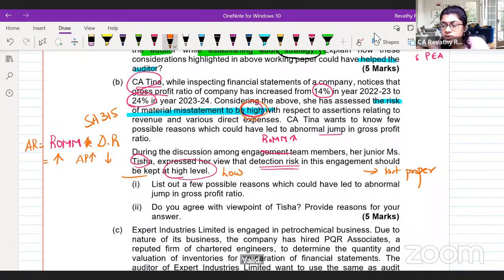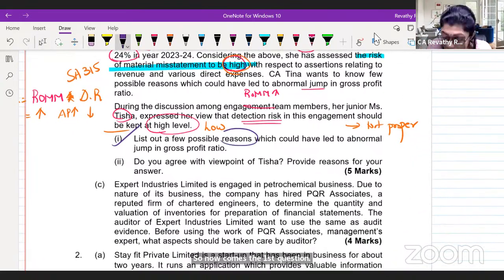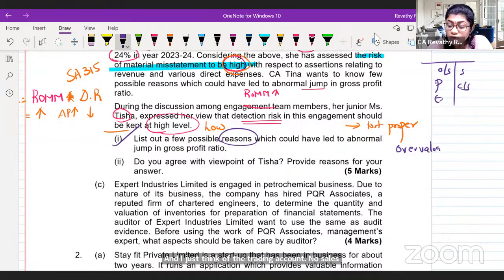But I'm not coming to the answer, I was just interpreting. So now comes the first question. List out a few possible reasons which could be leading to an abnormal jump in GP. Think like an auditor, with professional skepticism. GP has abnormally risen, so how would they have shown it? I just think of the trading account: sales, closing stock, opening stock, purchases, expenses. Overvaluation of closing stock. Then revenue, that is sales, may be overstated.